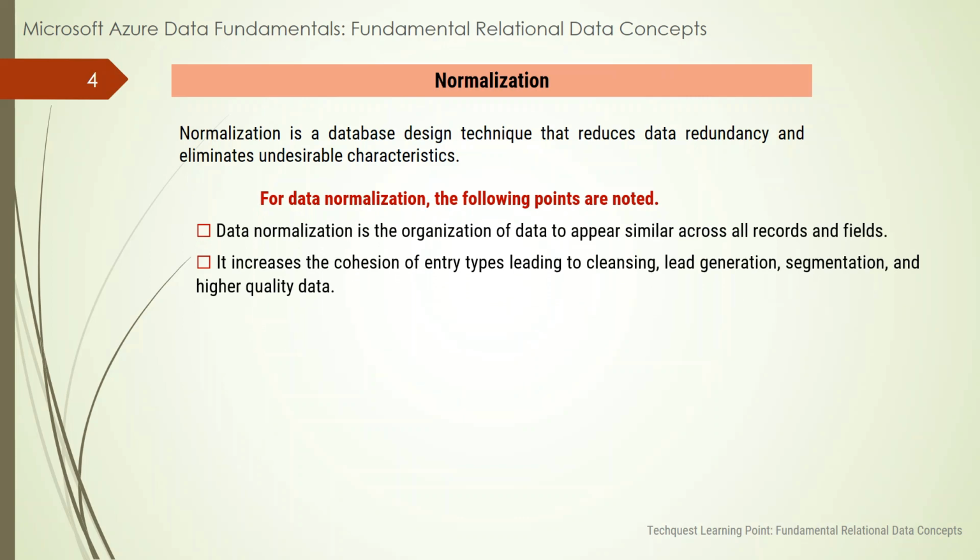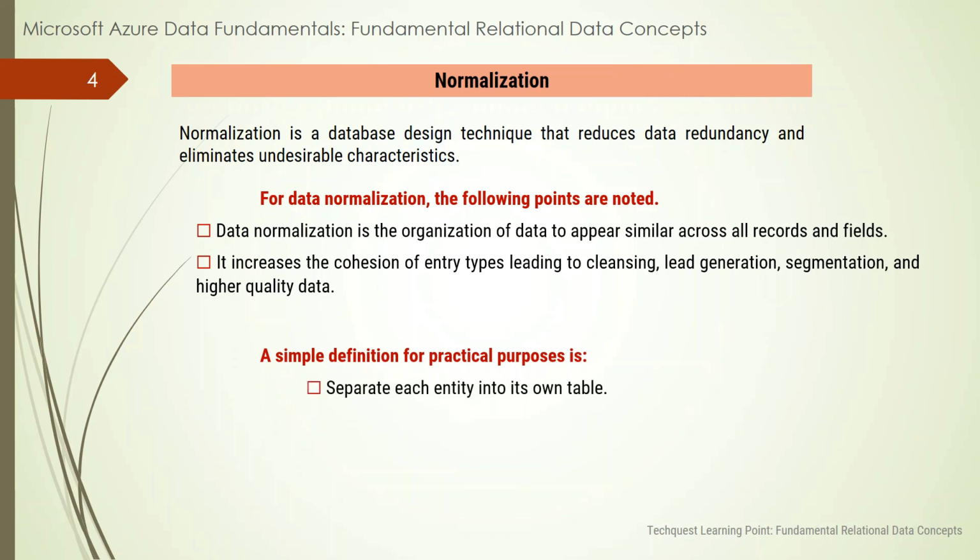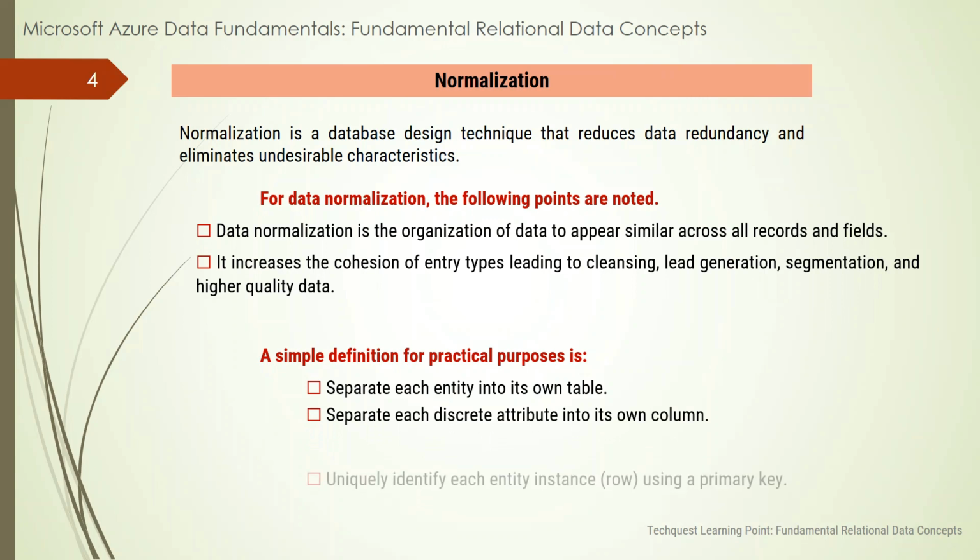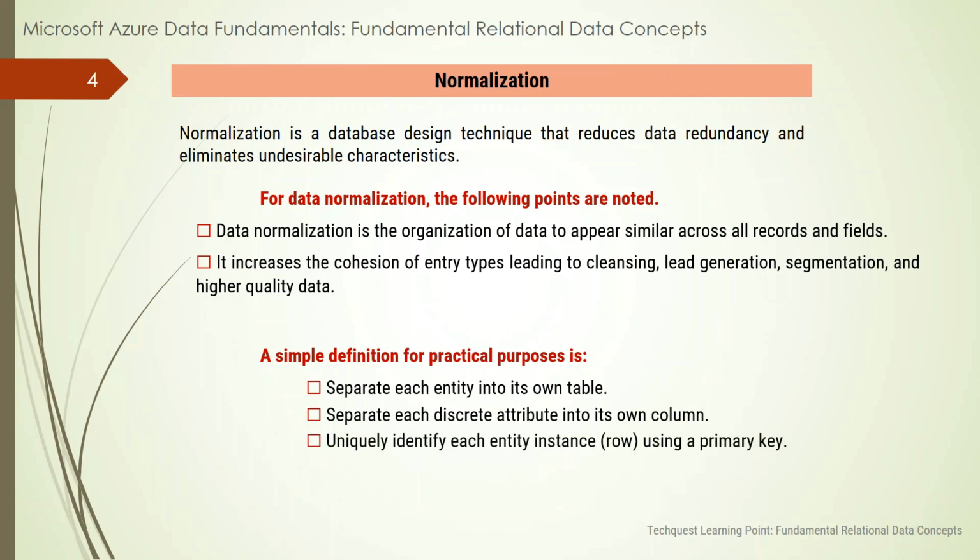While there are many complex rules that define the process of refactoring data into various levels or forms of normalization, a simple definition for practical purposes is: separate each entity into its own table, separate each discrete attribute into its own column, uniquely identify each entity instance row using a primary key, and use foreign key columns to link related entities.